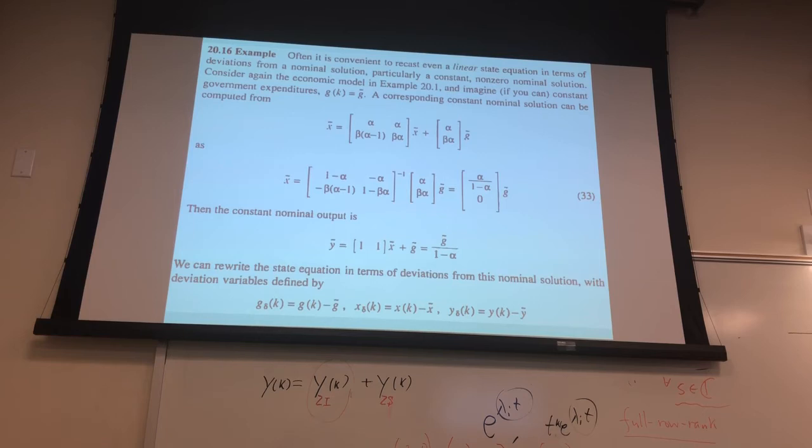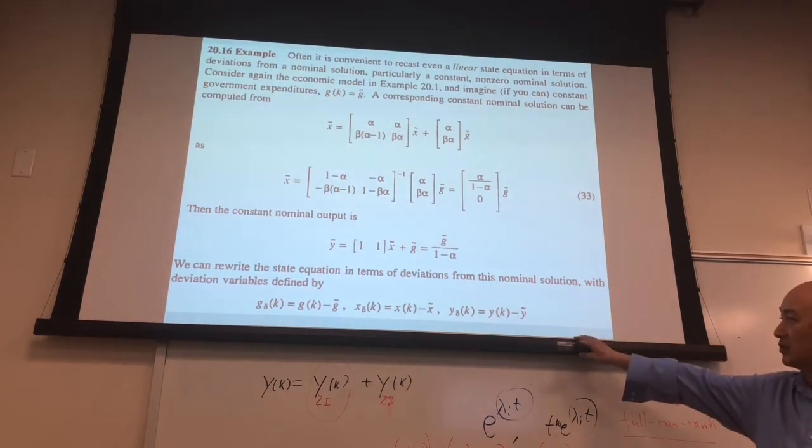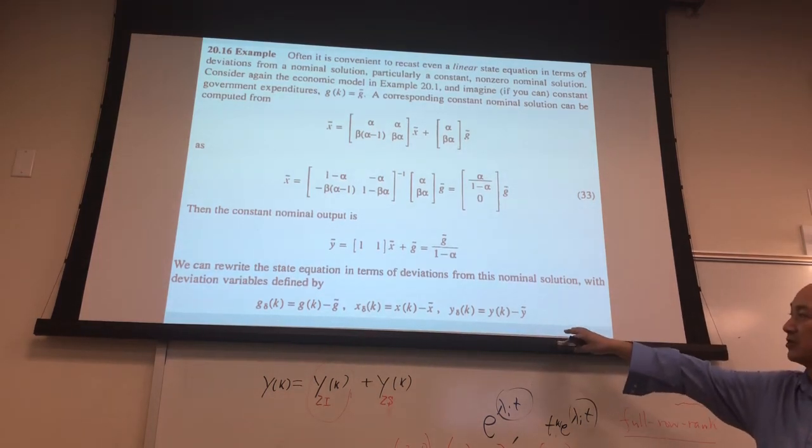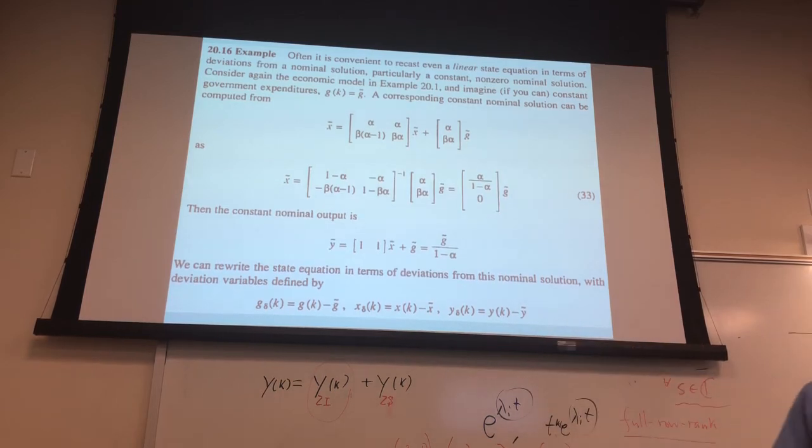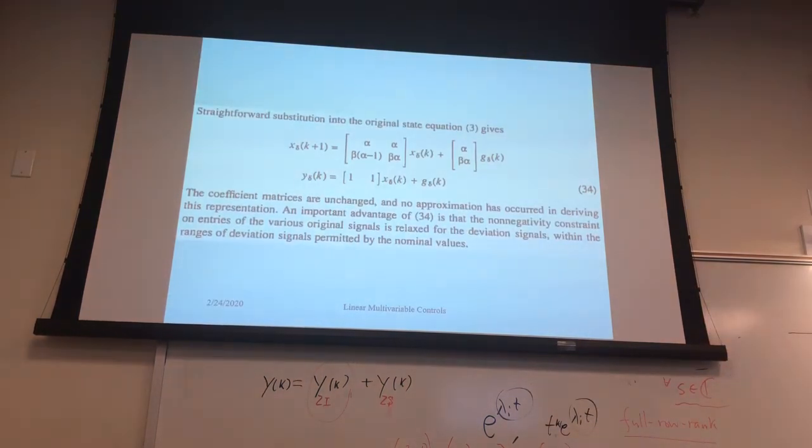This is the economic model, example 20.1. You can have a constant government expenditure, GK is G, and a corresponding constant nominal solution. Based on that, you can write this 2x2 system. So this is exactly what we are trying to do here. Around the nominal solution, let's get these changes. Then in the changes, we write the LTI system. So this is our LTI system.